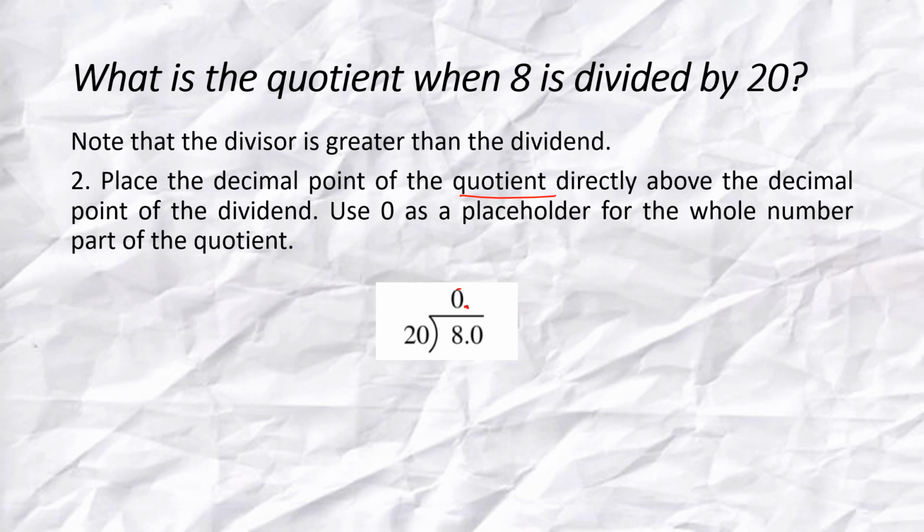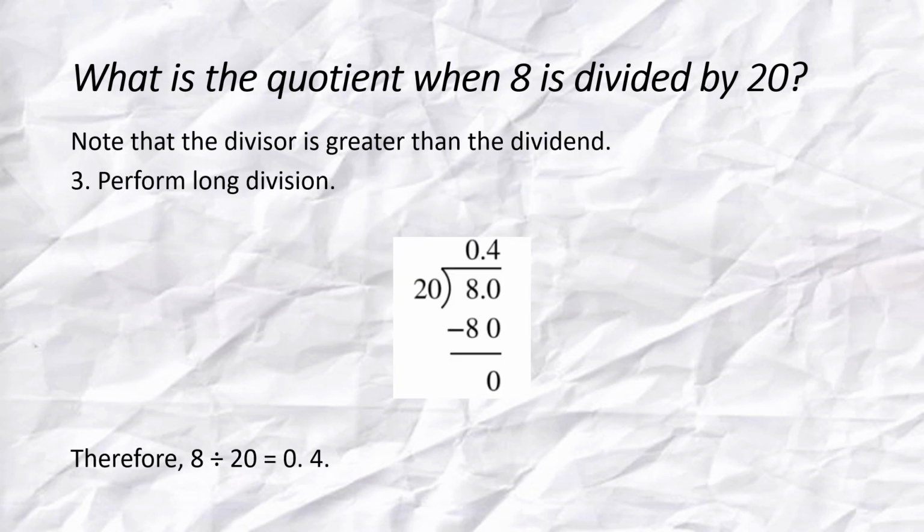Use a 0, this is our 0, as a placeholder for the whole number part of your quotient. So let us now treat 8.0 as a whole number. So it will become 80 divided by 20. So let us perform. So the answer is 4. 4 times 20 is 80. 80 minus 80 is now 0. So since our remainder is already 0, we do not have to add another 0 in your dividend. So the final answer here is 0.4.